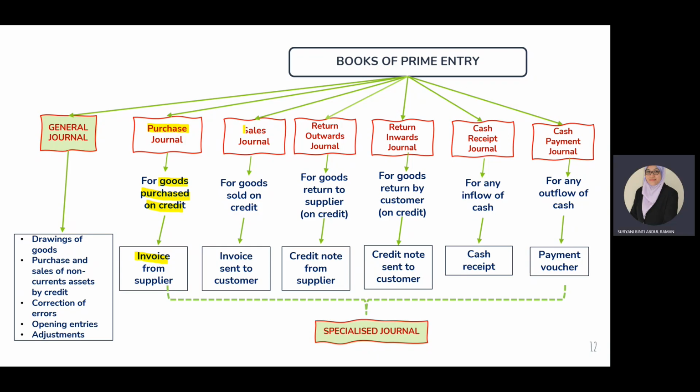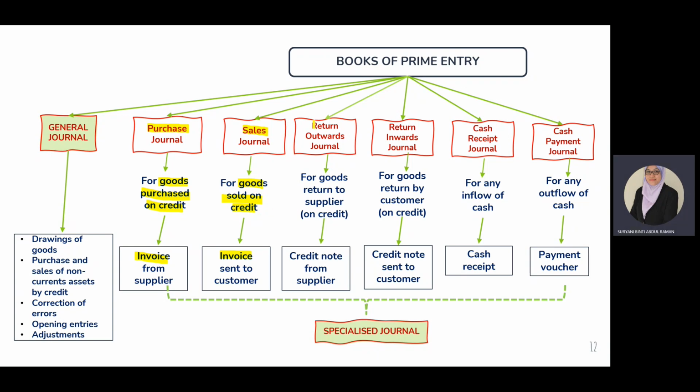Next is the sales journal. Compared to purchase, for goods sold on credit, you will record it in the sales journal. And the information can also be obtained from the invoice. So, the invoice will be issued by the seller to the customer. It will detail the quantity of the goods sold, the description, the price, and so on.